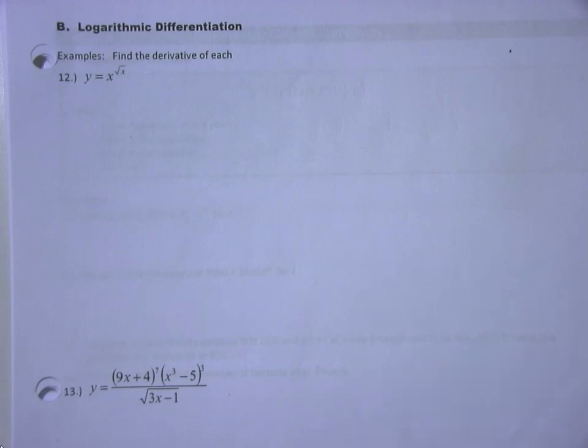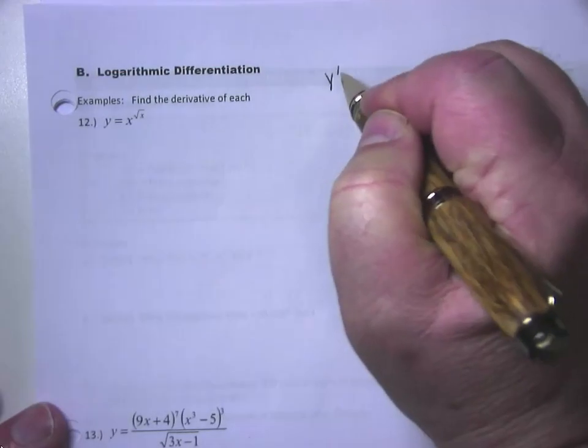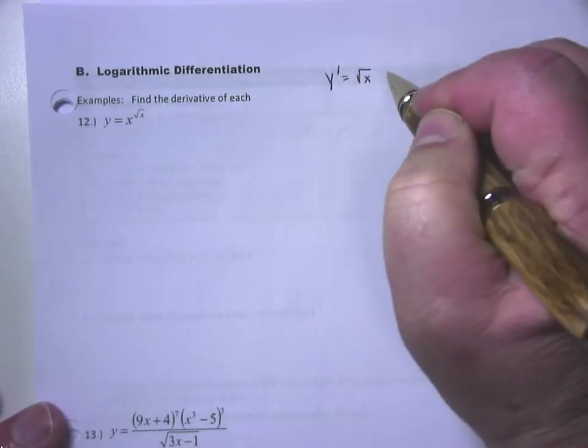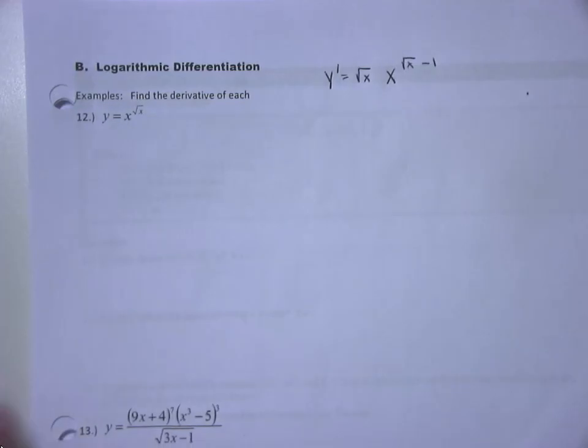Now, because there's variables in the base and variables in the exponent, I'm going to let you know right now, this is not the answer. y prime equals the square root of x times x to the square root of x minus 1. Because I see this a lot when you teach calculus. And it took me the longest time to figure out where in the world they're getting that stuff from. Well, they're actually getting it from this.